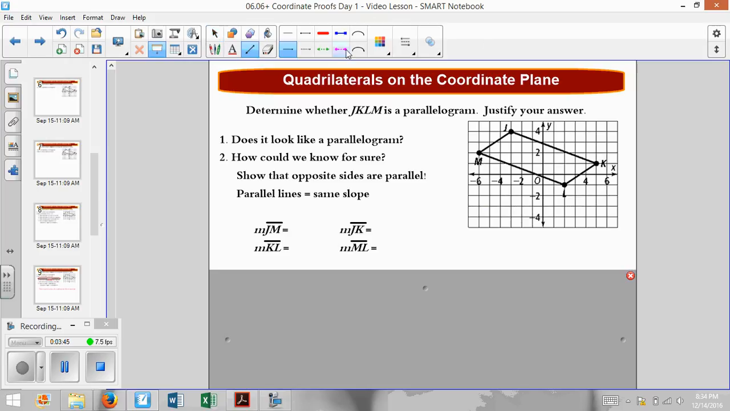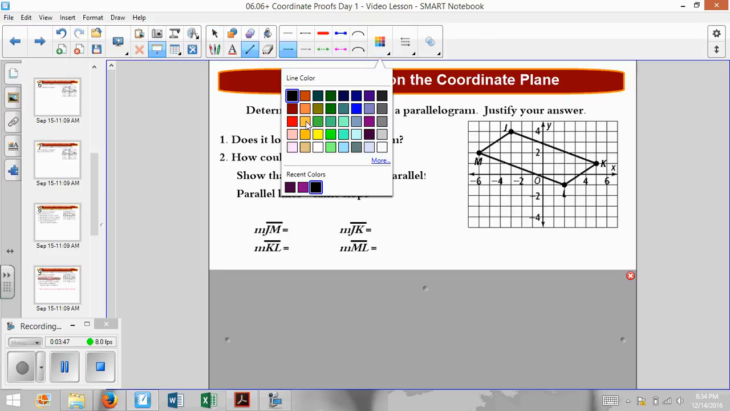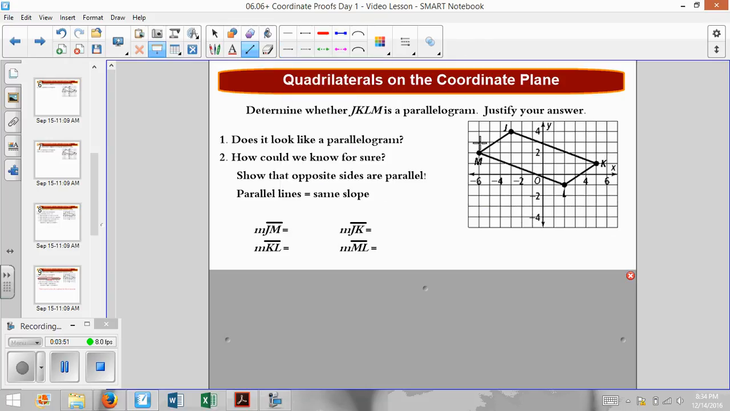So if I do this, I'll do it in a pretty color. Let's do this blue color. So J to M. So J to M has a rise of 2 and a run of 3. So the slope is 2/3. Now, without too much math involved, I could do the exact same thing over here. L to K, or K to L, it says.